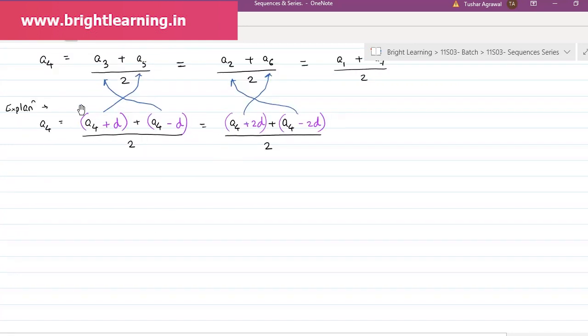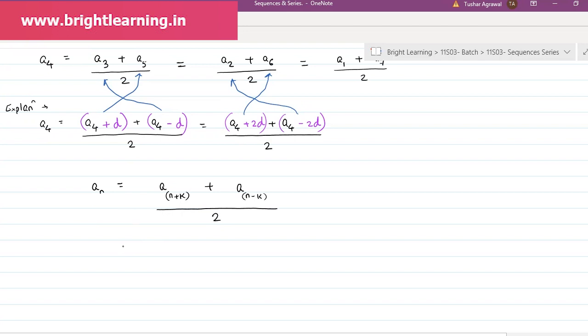Okay. So if you are able to understand this, the generalized result I will write: take the nth term. I will take the n plus kth term, which means I went k steps ahead of the nth term. I will also return back k steps from the nth term. They are added, and if you are able to understand, this is the generalized result.